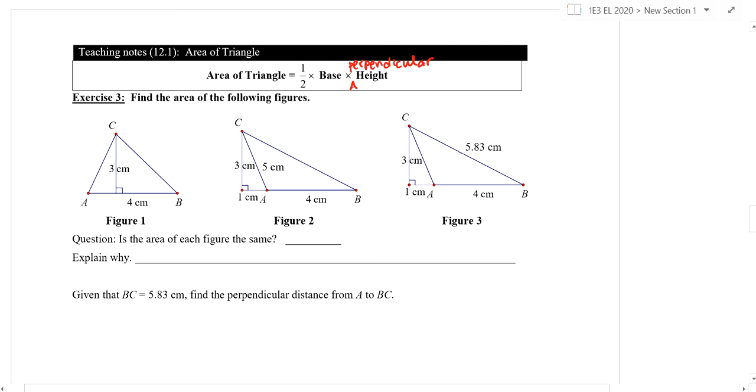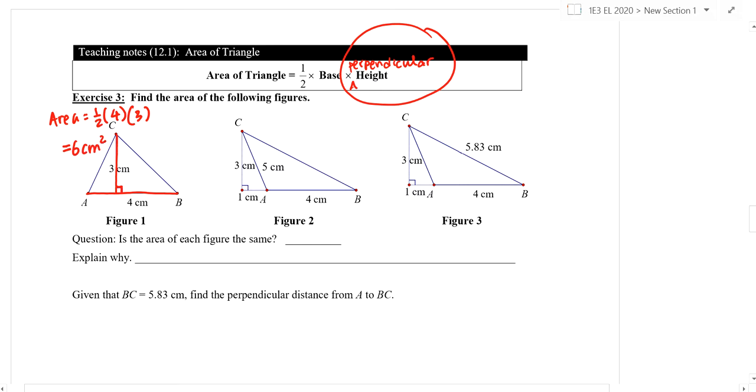For the first figure, let's choose AB as the base. If AB is the base, then the perpendicular height will be from C down to this point. Here we have a perpendicular height. The height is always perpendicular to the base. So in figure 1, the perpendicular height is 3 centimeters. Area is half times 4, which is the base, times 3, which is the perpendicular height, resulting in 6 square centimeters.